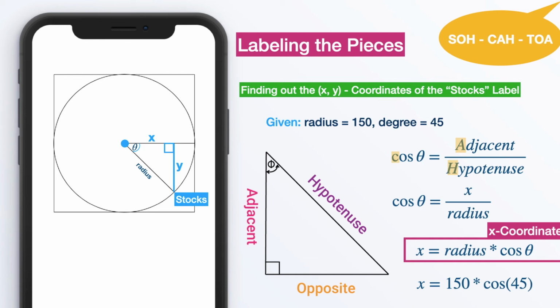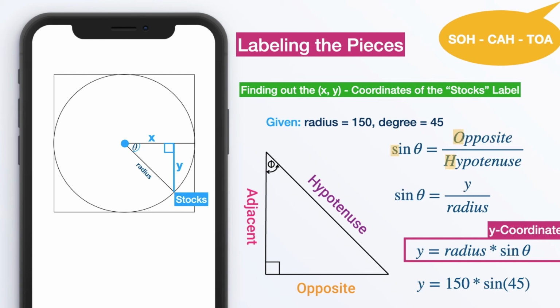So how do we calculate the y coordinate? Well, we can do it similarly, but instead of the cosine we're taking the sine of theta, which is defined as the opposite over the hypotenuse. Now in this case the opposite is the y and the hypotenuse is still our radius. So the formula can be formulated as y equaling the radius times sine of theta, and that would be in our case 150 times sine of 45 degrees. Great, now we know how to calculate the x and y coordinate for our stalks label.